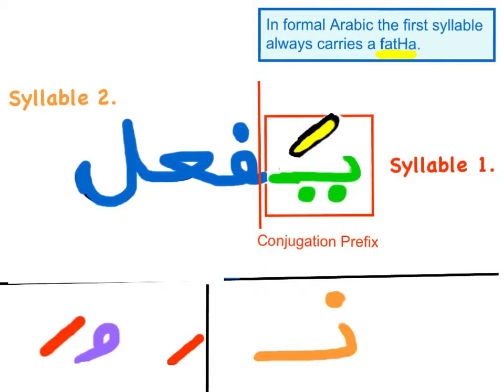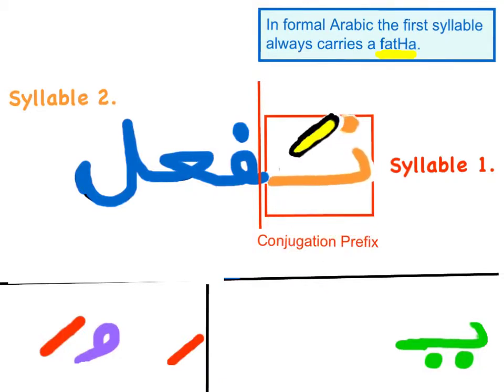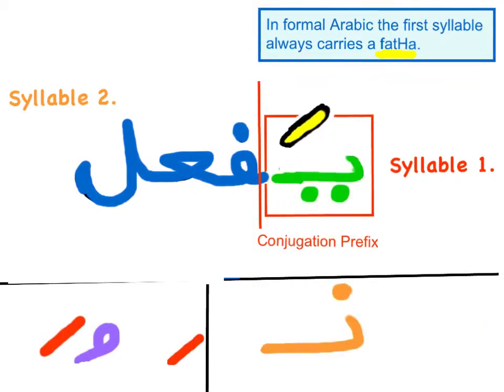What I mean by conjugating prefix is that ya usually goes with huwa yadrus, whereas if I want to say nahnu, naf'al, nadrus. And the second syllable has the stem vowel, which varies from verb to verb.